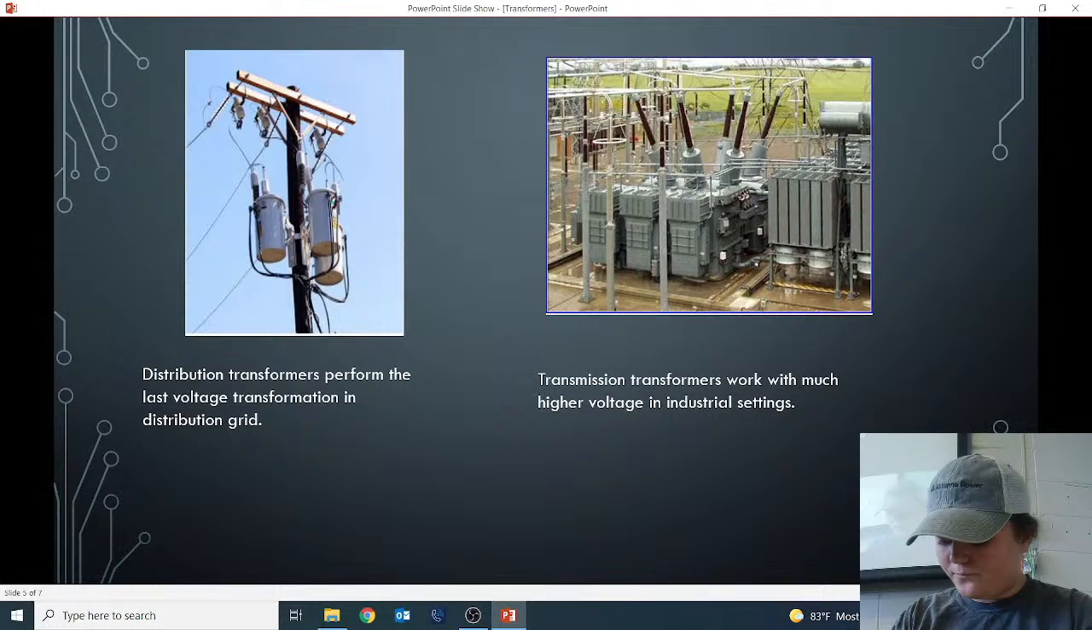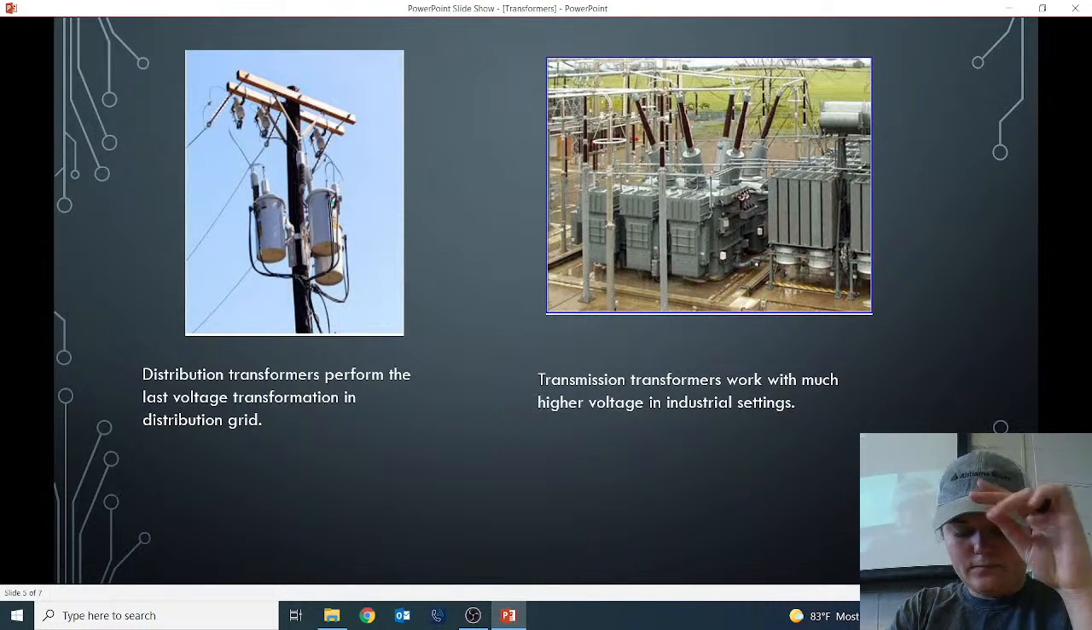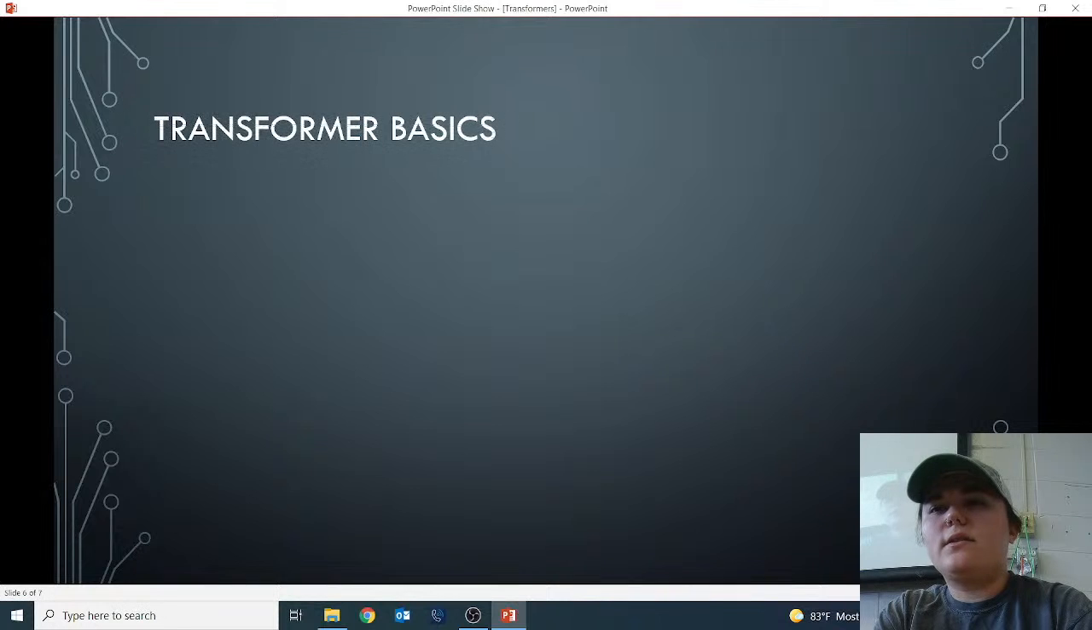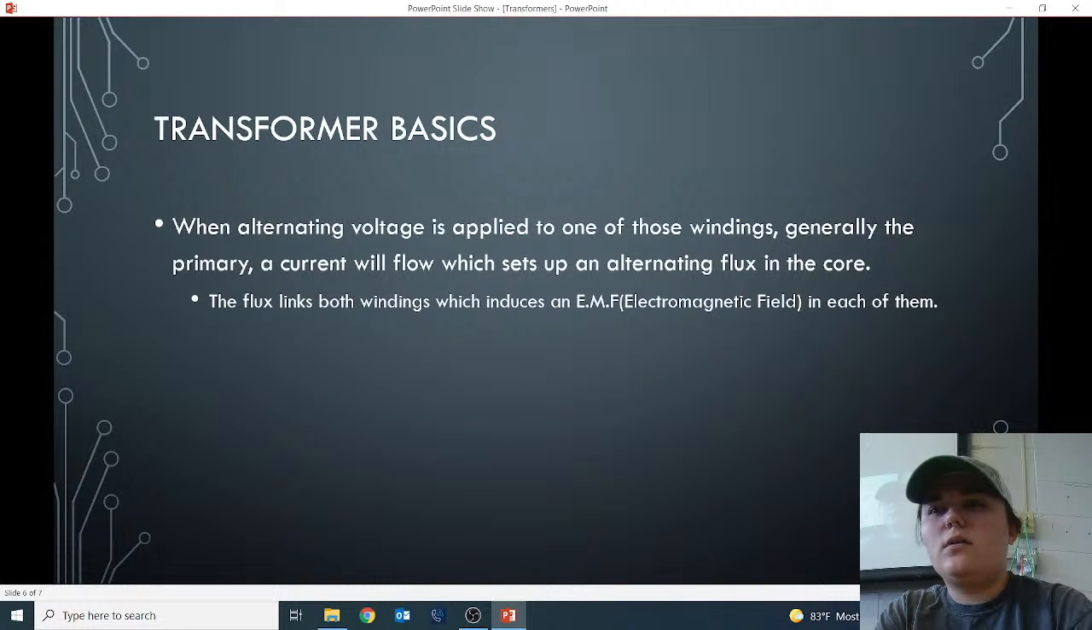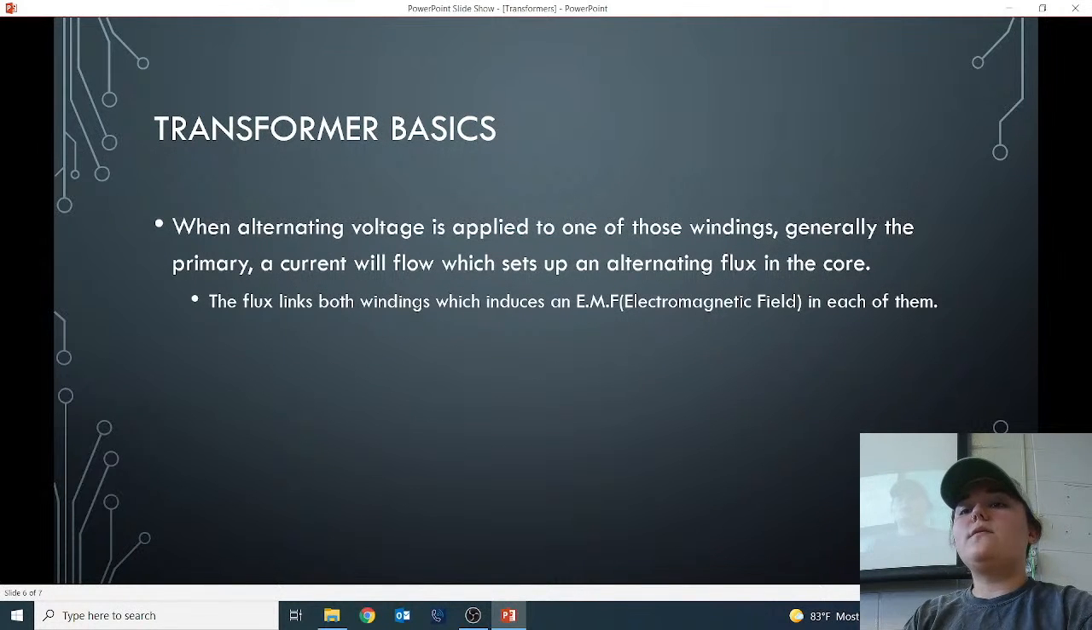All right. So let's see here. Now, I don't think I added a slide for this. When alternating voltage is applied to one of those windings, generally the primary, a current will flow which sets up an alternating flux in the core. The flux links both windings, which induces an electromotive force in each of them. And that's what gets the transformer turning.